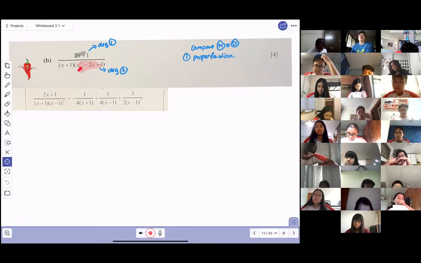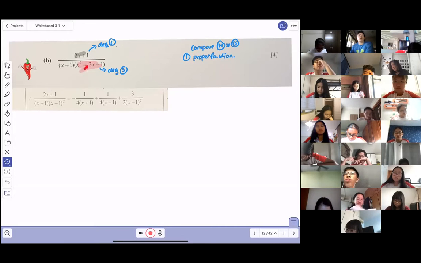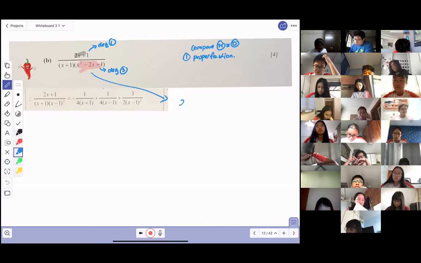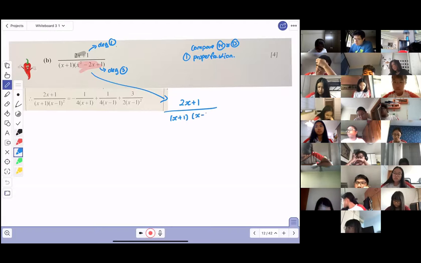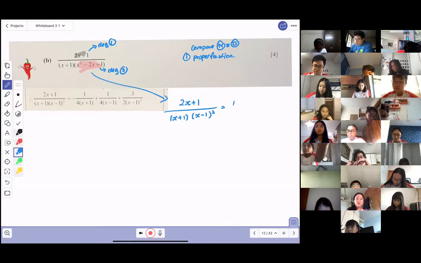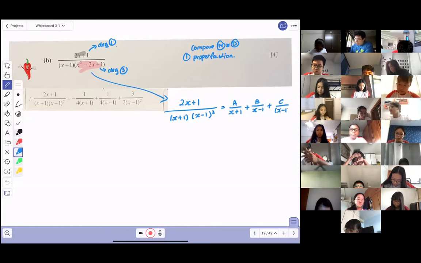So when we look at this, we can see that this is actually factorizable. As with how we deal with a lot of algebraic fractions, we always try to leave it in the simplest form. As much as possible, we will try to factorize. So this guy looks like that. Okay. Now, once we can identify that 2x plus 1 over is in this manner, we can write it in the form of A over x plus 1 plus B over x minus 1 plus C over x minus 1 squared.